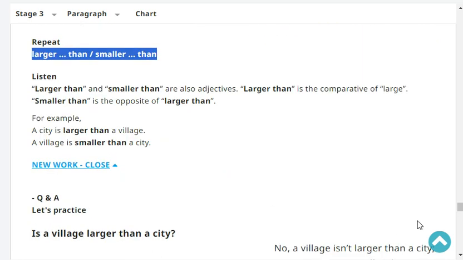Okay, so let's start. New work, repeat. Larger than. Smaller than. Very good. So those are comparatives. Larger than and smaller than are also adjectives. Larger than is the comparative of large. Smaller than is the opposite of larger than. It's the comparative of small. For example, a city is larger than a village. A village is smaller than a city.